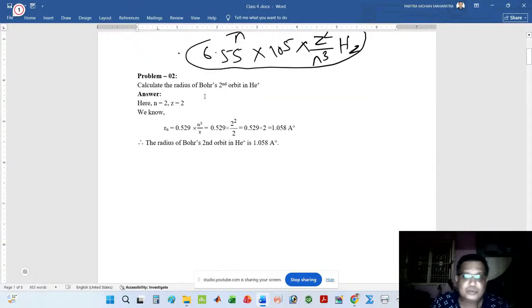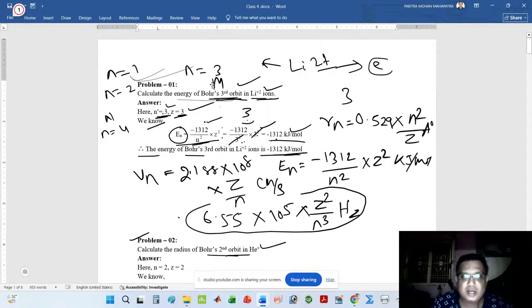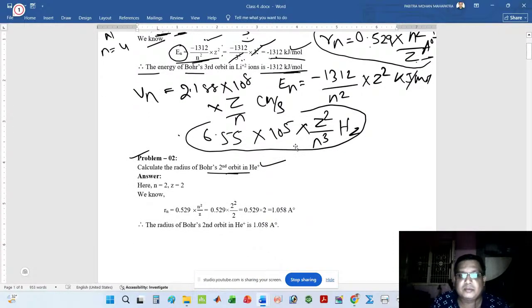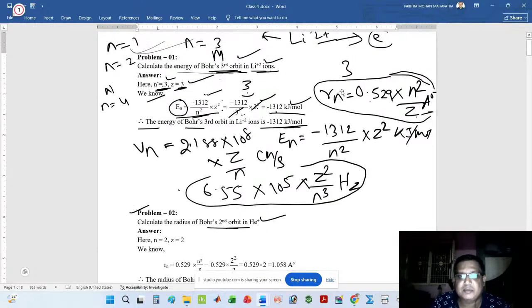Next, move to problem number 2. Calculate the radius of Bohr's third orbit in He+. Look at the formula here. Rn is how much? Rn is 0.529 into n square by Z, in angstrom. Again, 0.529 into n square by Z. Angstrom is the unit. So for this problem we apply this formula.